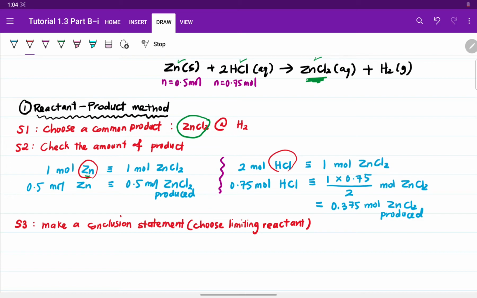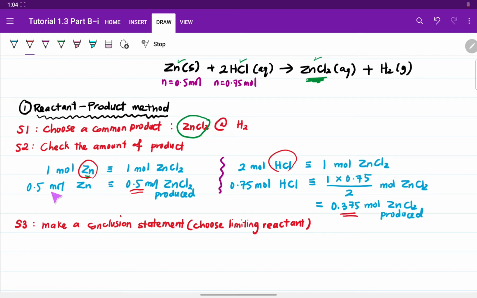Jadi macam mana kita nak pilih? So awak check pada berapa banyak zinc chloride yang dihasilkan, is produced. So the reactant that give you the smaller amount of product, okay, reactant antara zinc dengan HCl yang bagi awak amount of product yang lagi sikit, itu yang kita akan pilih sebagai limiting reactant. Okay, apa maksud saya kat sini?